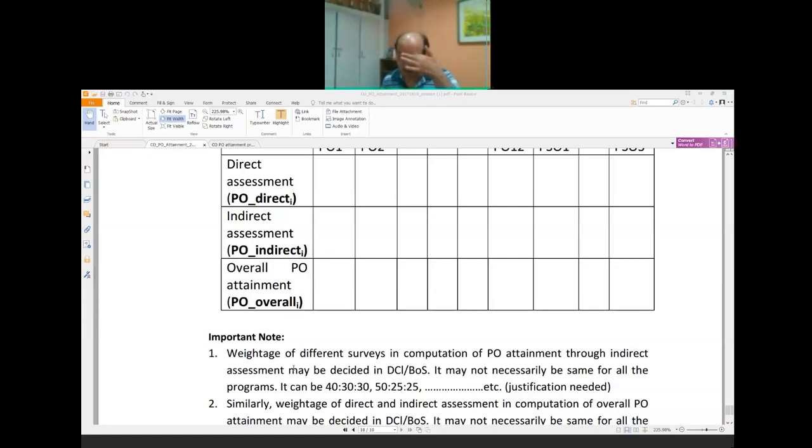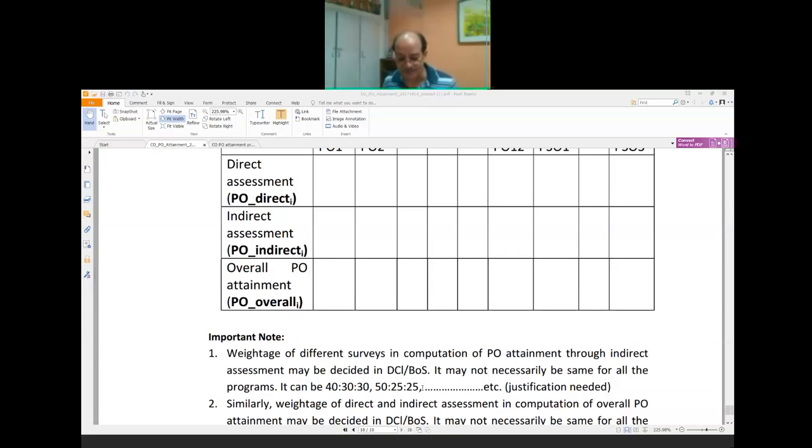Now, as I said, the weightage for different surveys can be different. Again, your board of studies, your department committee has to define what weightage is to be given. Let's say somebody says 40, 30, 30, others say 50, 25, 25. It's again a subjective thing. Once I define this weightage, I say 50, 25, 25, or I could have defined 60, 20, and 20 also.